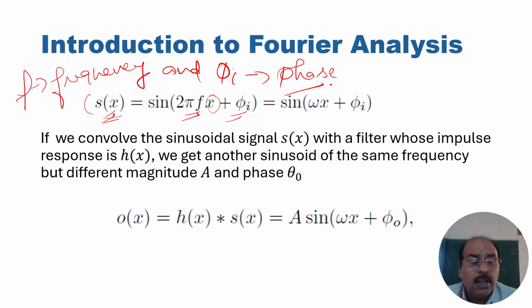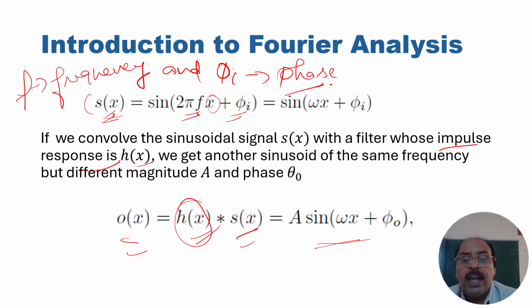We are considering the signal O of x. O of x is the output after convolution with h of x, which we consider to be the impulse response. Here we have given this impulse response h of x and this s of x. The output should be A sine of omega x plus phi naught. Phi naught is the phase. So here omega is equal to 2 pi f. Okay, 2 pi times frequency. Omega is the angular frequency.